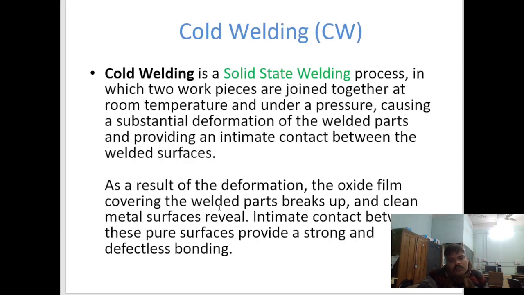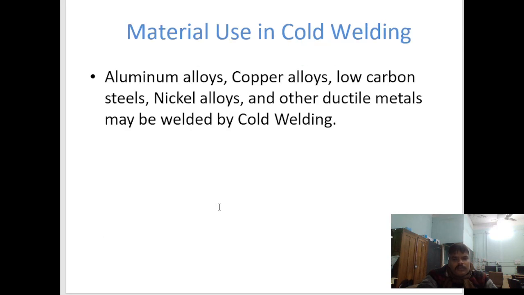Cold welding is a solid state welding process in which two workpieces are joined together at room temperature under pressure, causing a substantial deformation of the welded parts and providing an intimate contact between the welded surfaces. As a result of the deformation, the oxide film covering the welded parts breaks up and clean metal surfaces are revealed. Intimate contact between these pure surfaces provides a strong and defectless bonding.